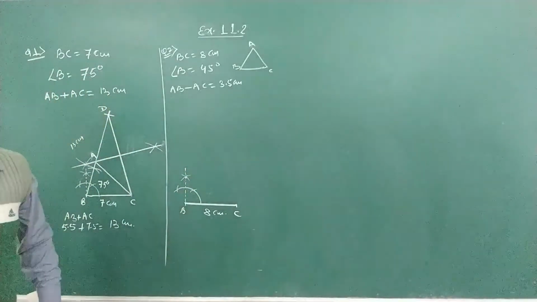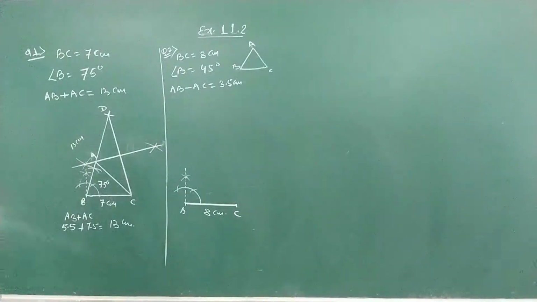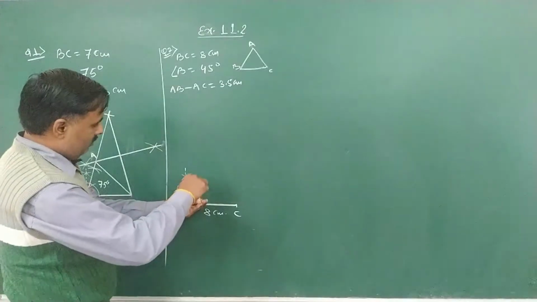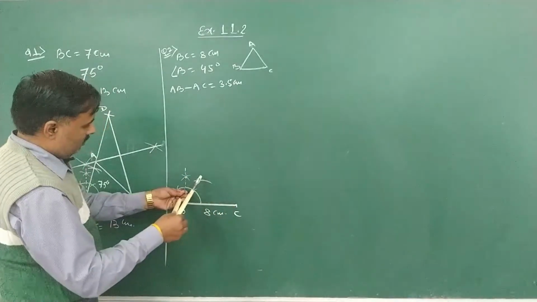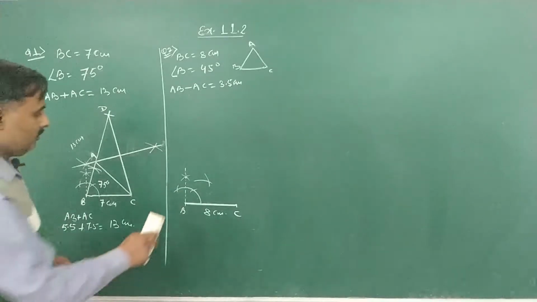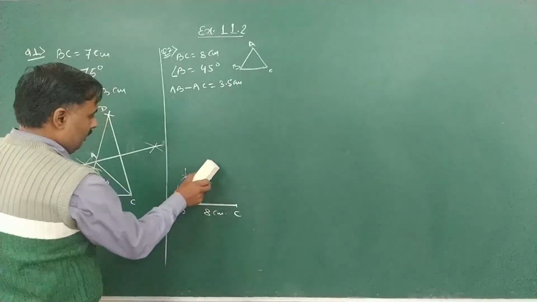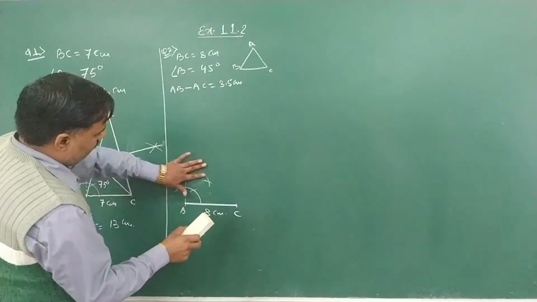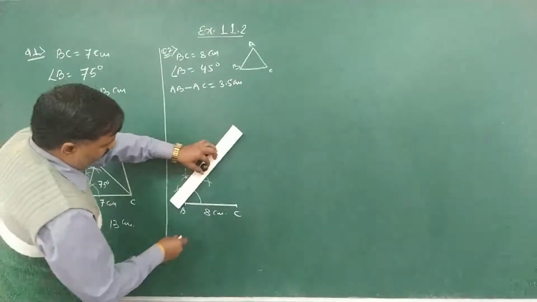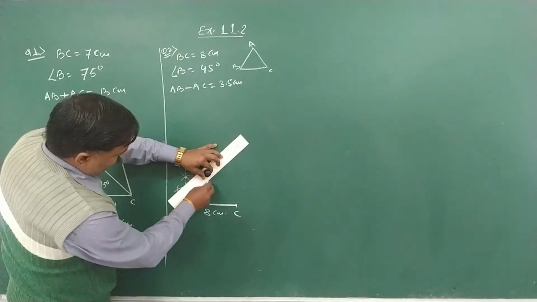And the bisector of half of 90 is 45 degrees. So I just draw a bisector of 90 degree angle. And you know how to draw the bisectors. We already did that part in 11.1. Some examples are also given. Now this is your angle, 45 degree.